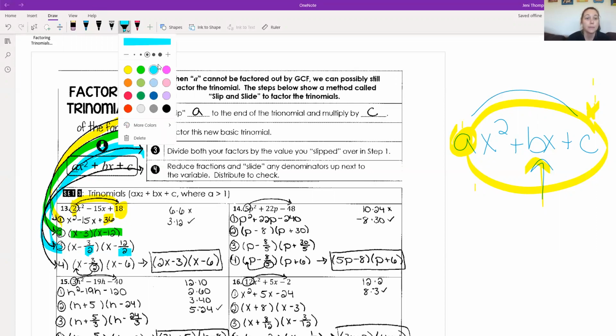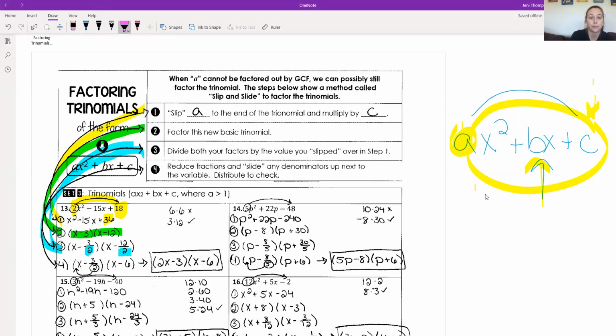Our next step is to reduce. We reduce those fractions. 3 halves is already reduced. That stays as 3 halves right here. And then 12 over 2, well, that's 6. That just reduces to 6. We don't have a denominator anymore here.